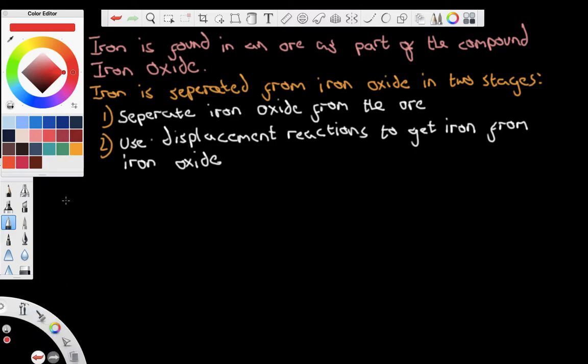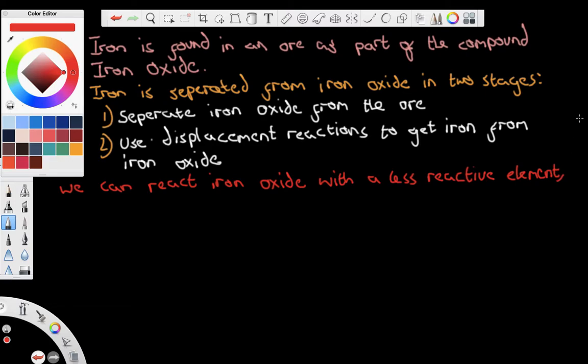So we can say, just to refresh our memory, I'll put it in red, we can react iron oxide with a less reactive element, and then we can put a comma, in this case carbon, to separate it into iron alone.